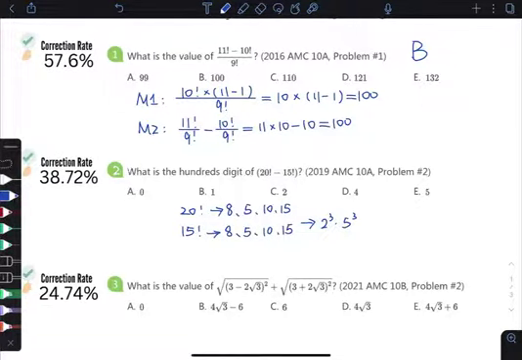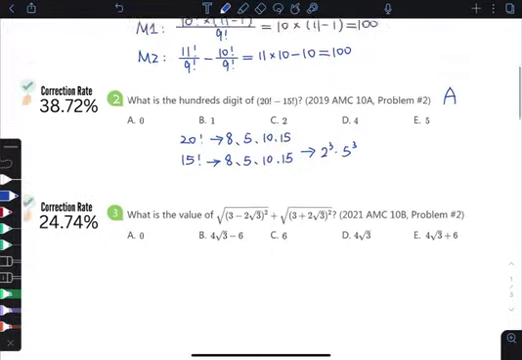So now we know both of the two numbers are divisible by 1,000, which means the hundredth digit for the two numbers are both 0. So we should choose option A. The answer is 0.